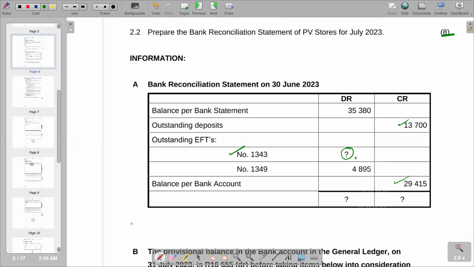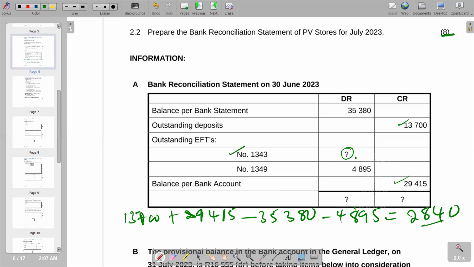So we are saying 18,700. We add 29,415. We subtract this one, 35,380. And then we subtract 4,895. So calculate it like that. You see that the figure you are supposed to get there is 2,840. So this is the figure that is supposed to be 2,840.